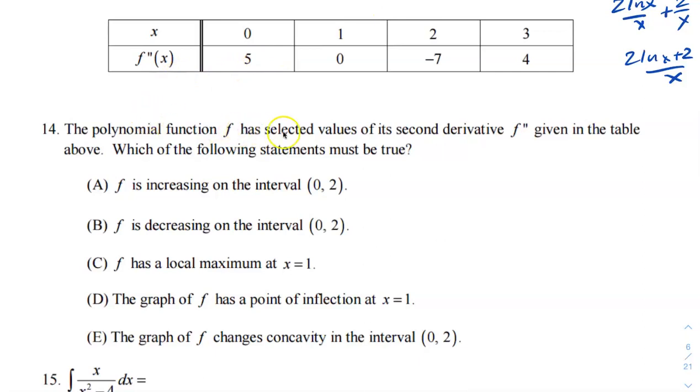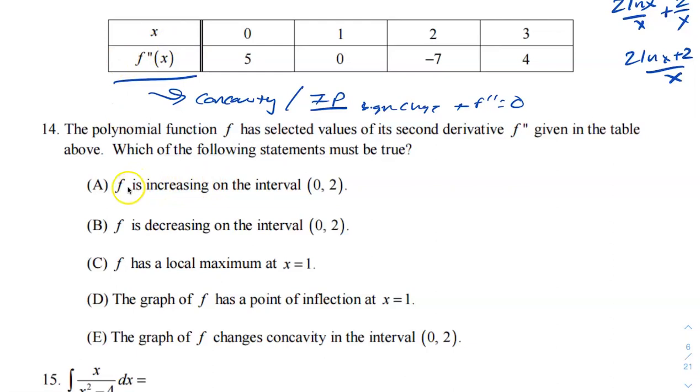The polynomial function f has the selected values of its second derivative given in the table above. Which of the following statements must be true? So they give you the second derivative. So remember what the second derivative tells us? Second derivative tells us concavity and inflection points. But to be an inflection point, you need a sign change. Plus the second derivative means 0. So you need the second derivative to be 0 or undefined and a sign change.